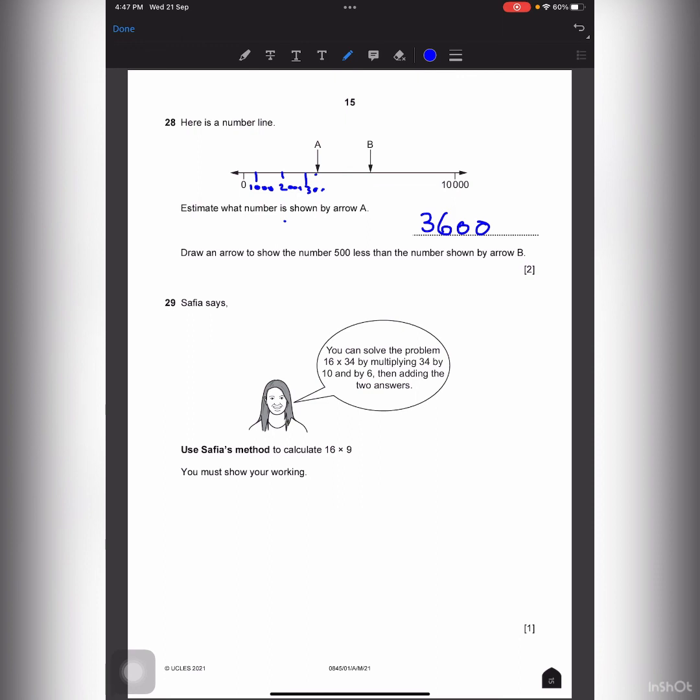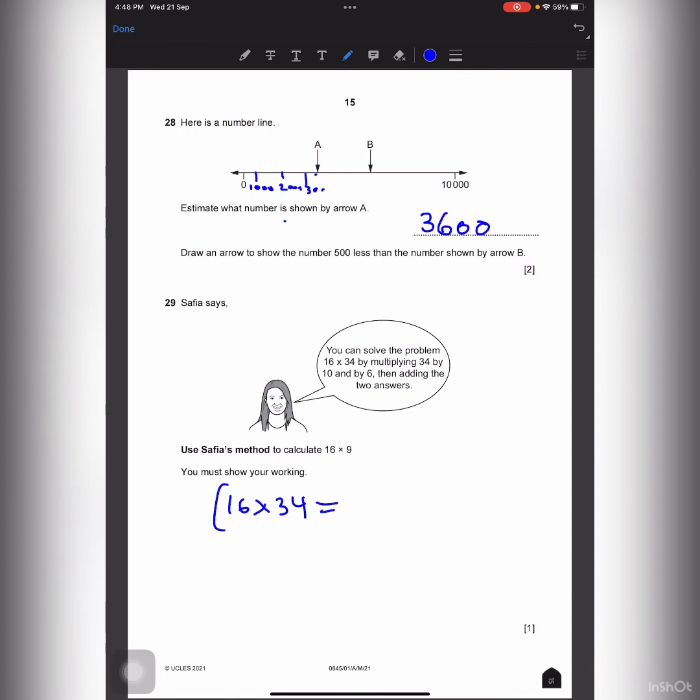So for this, there's like a method. So let's see what this girl says. Sophie says, you can solve the problem 16 times 34 by multiplying 34 by 10 and by 6, then adding the two answers. Use Sophie's method to calculate 16 times 9. You must show your work. Okay. So first she says that we have to do 16 times 34.